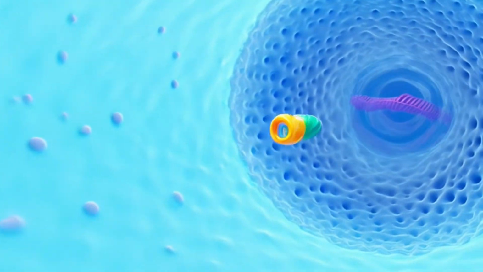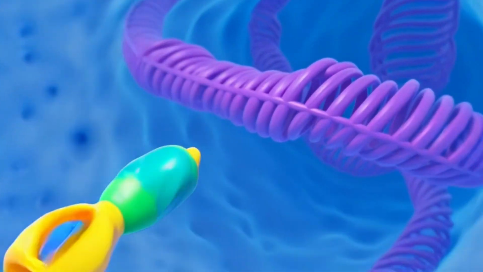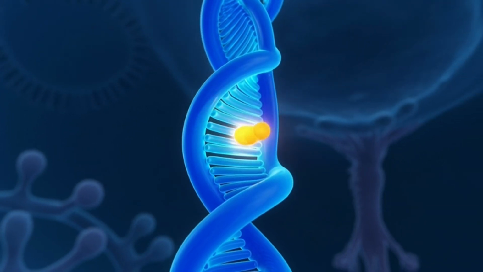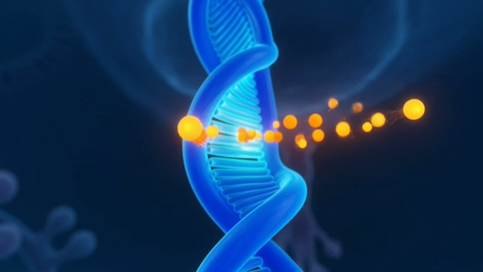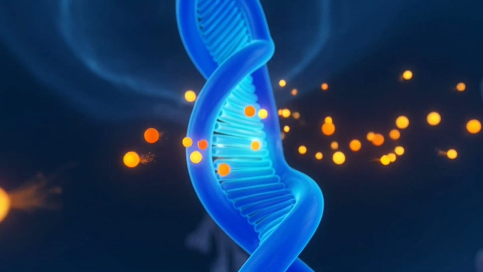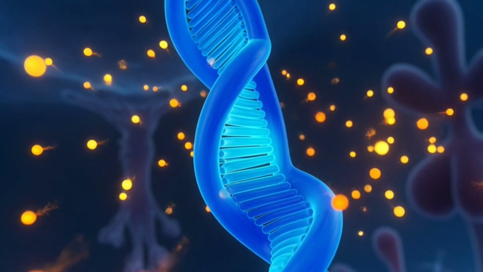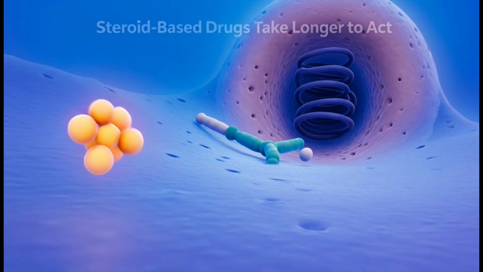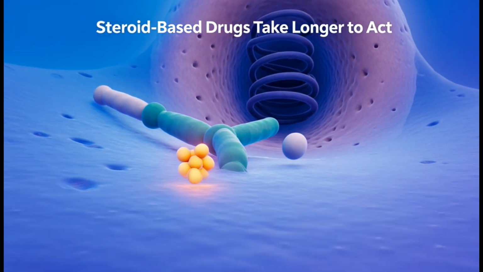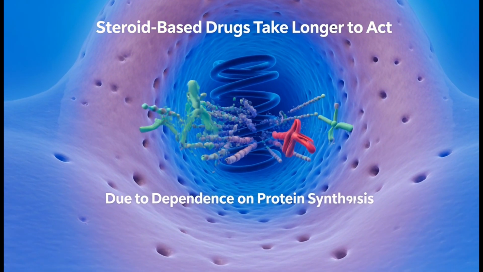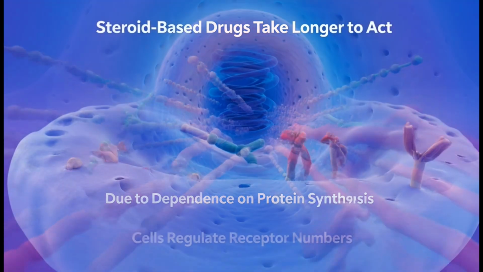Once the ligand-receptor complex forms, it can travel into the nucleus, attach to DNA, and switch specific genes on or off. Because this process depends on making new proteins, it's also why steroid-based drugs tend to take longer to kick in compared to something acting through a surface receptor.